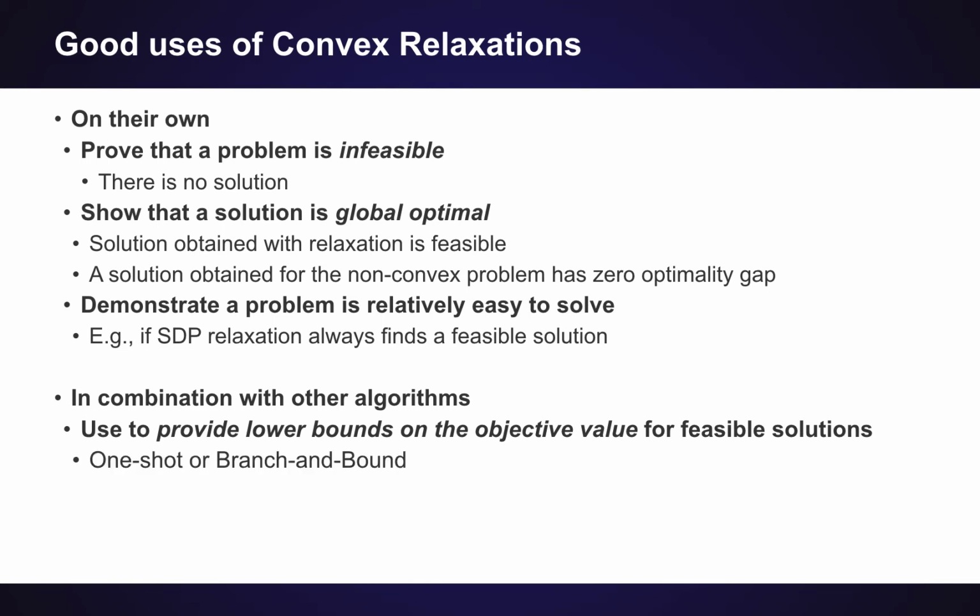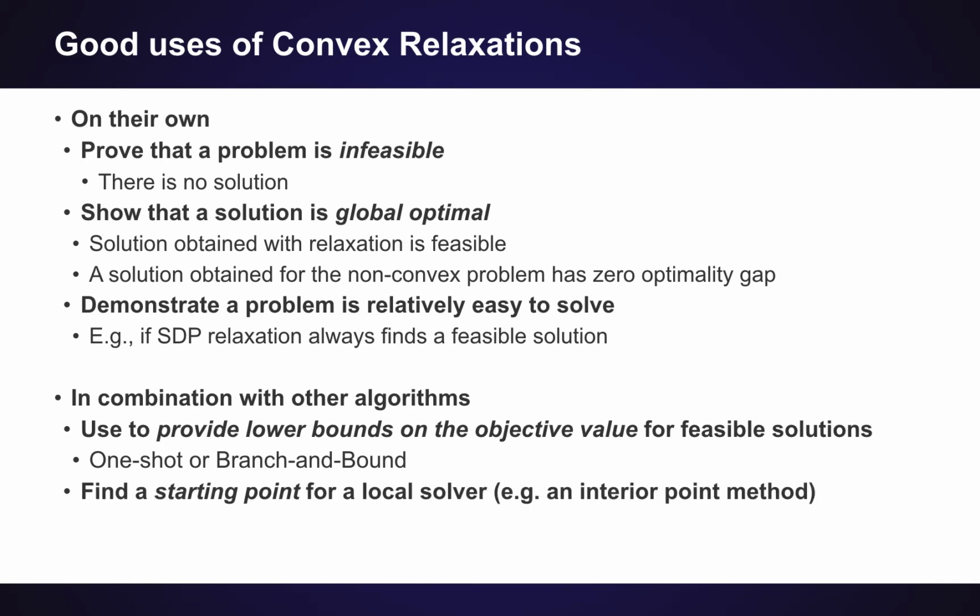And for this you can either solve the convex relaxation using a one-shot optimization problem, or you can do a branch and bound or spatial branch and bound where you are using global optimization techniques that will also frequently use this type of results. Okay, so the next thing you can use a convex relaxation for is to find a starting point for a local solver.